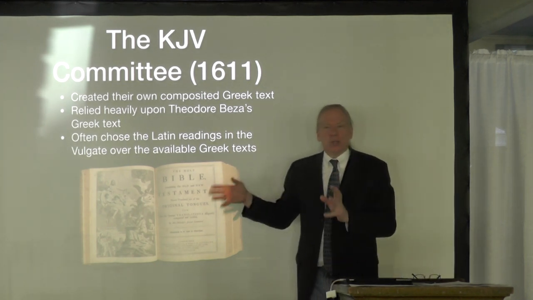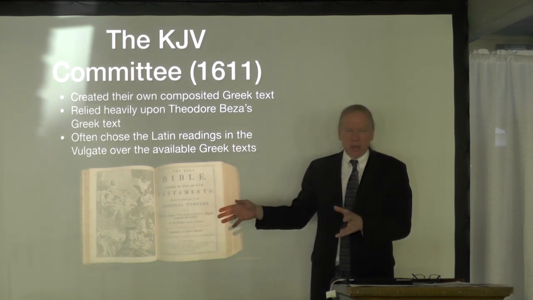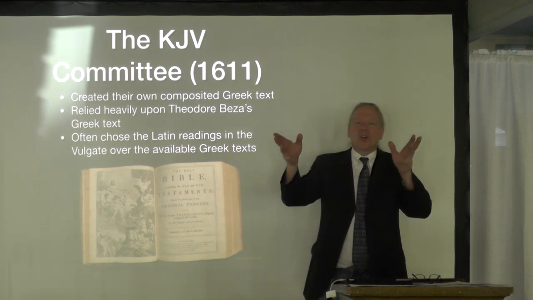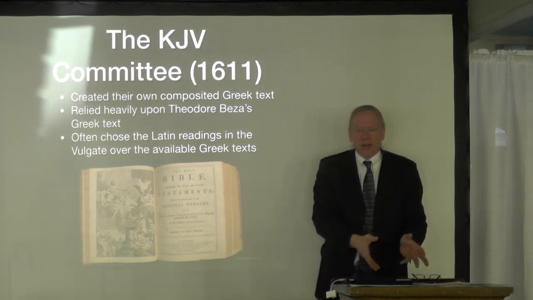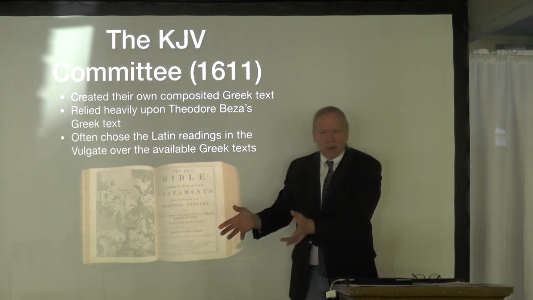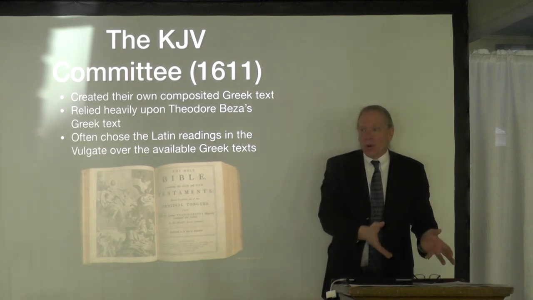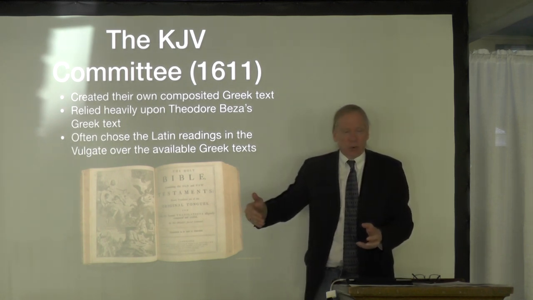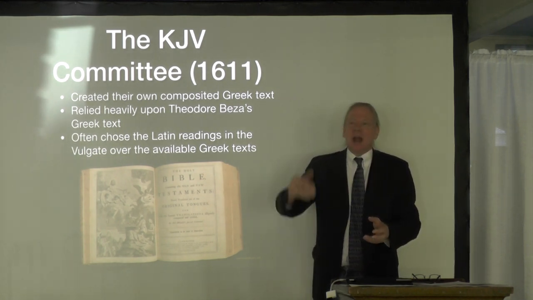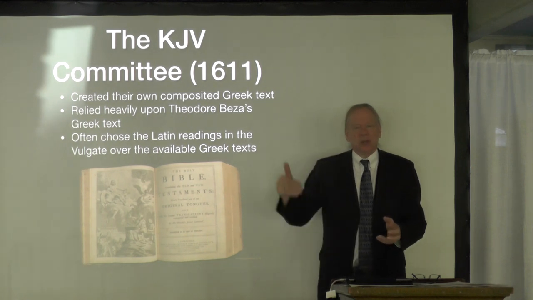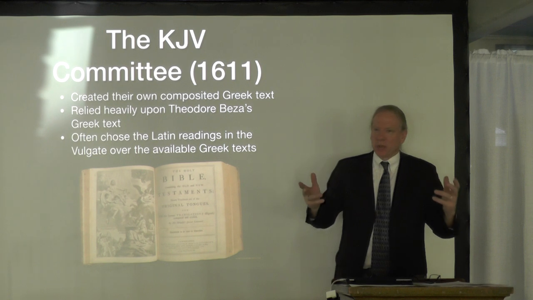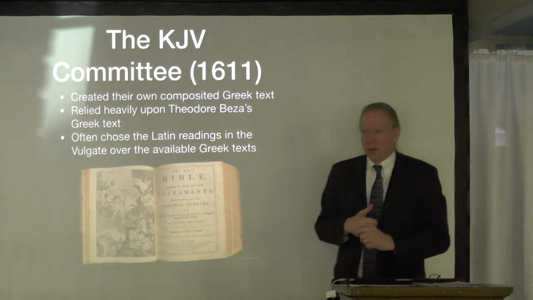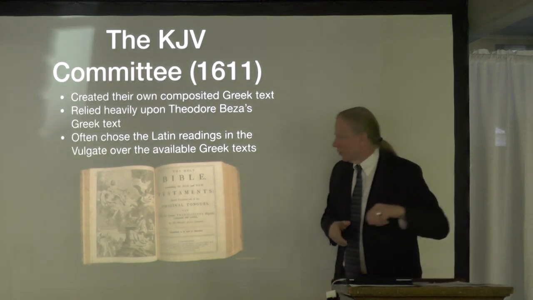We know exactly which Greek texts the King James folks were using, and we know for a fact, they told us, that they're also consulting the Latin Vulgate. And when you compare the Greek text that they were using and the Latin Vulgate, you will notice there are massive discrepancies between it in some cases, and they almost always chose the Latin Vulgate over the Byzantine texts that our King James only folks love so much, but are absolutely ignorant about the truth.